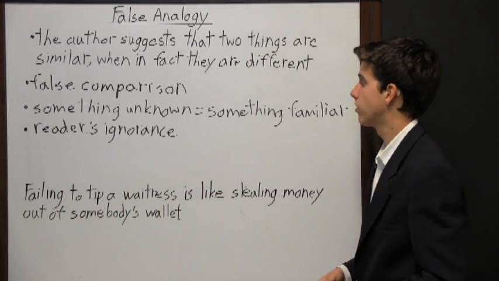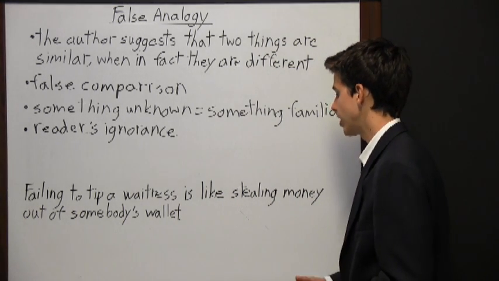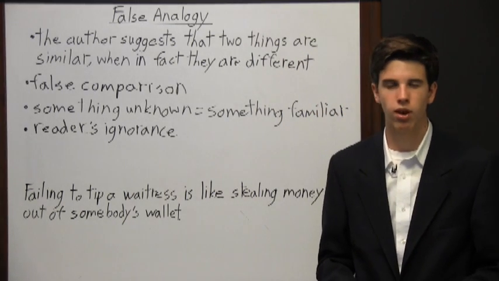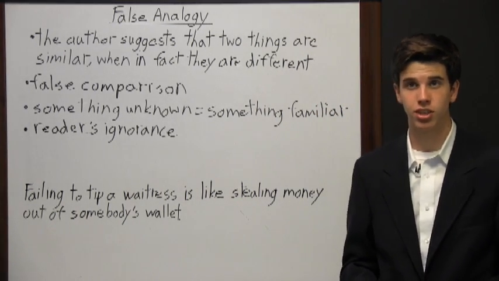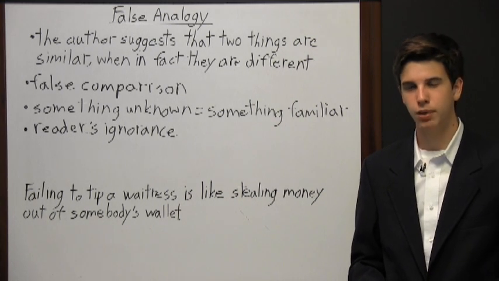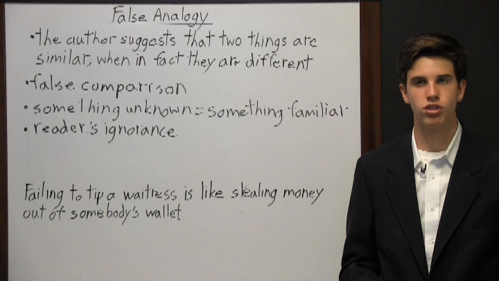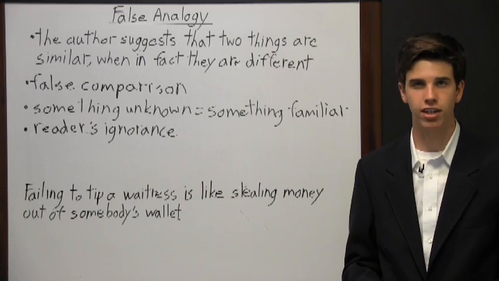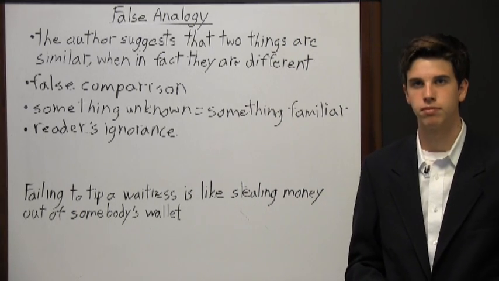So an example of a false analogy would be this statement right here. Failing to tip a waitress is like stealing money out of somebody's wallet. Now, of course, failing to tip is very rude, especially when the service has been good. But people are not arrested for failing to tip as they would be for stealing money from a wallet. So to compare stingy diners with thieves is a false analogy.